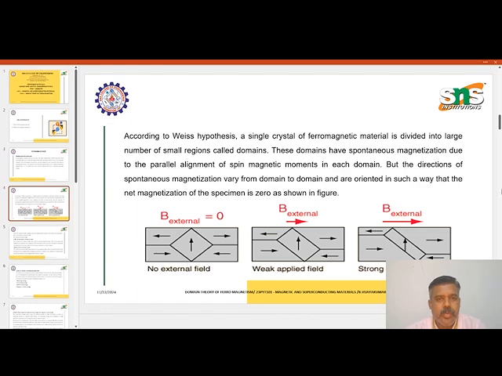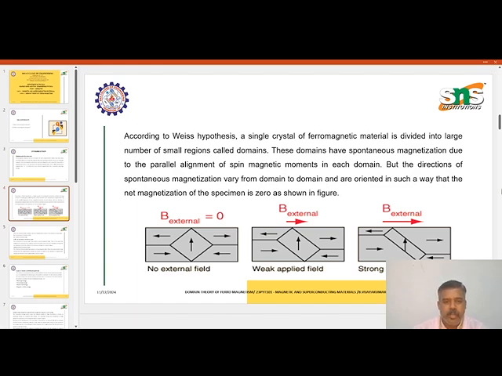According to Curie's hypothesis, a single crystal of ferromagnetic material is divided into a large number of small regions called domains. These domains have spontaneous magnetization. Each domain is formed of one dipole. But the direction of the spontaneous magnetization varies from domain to domain and is oriented in such a way that the net magnetization of the specimen is zero.